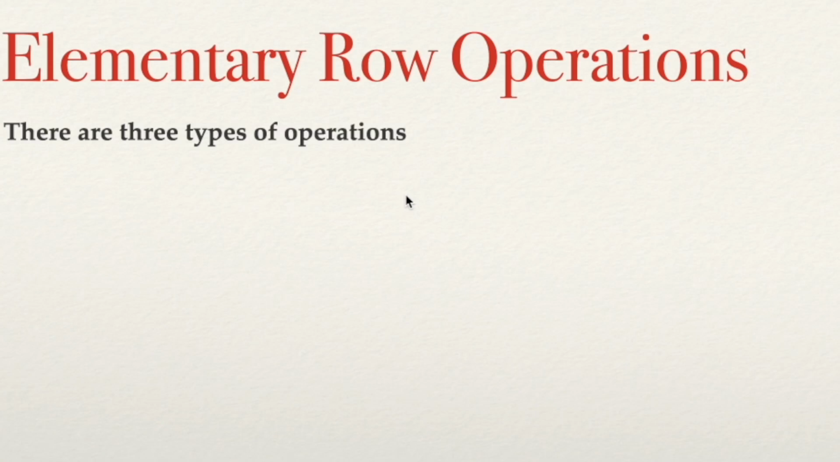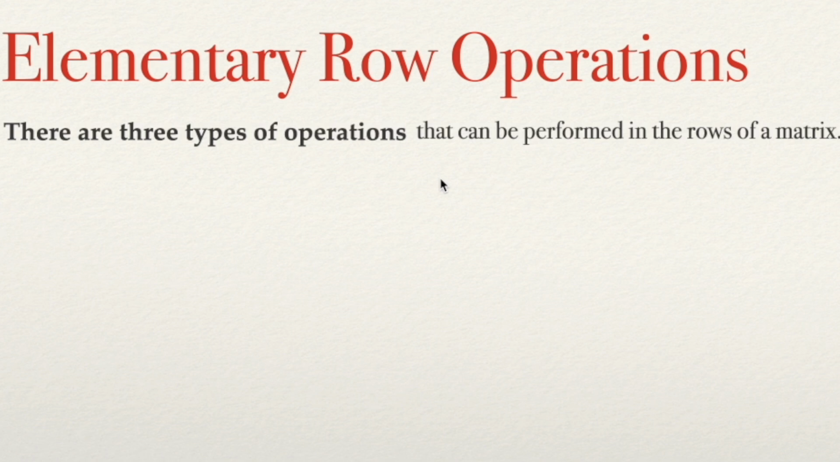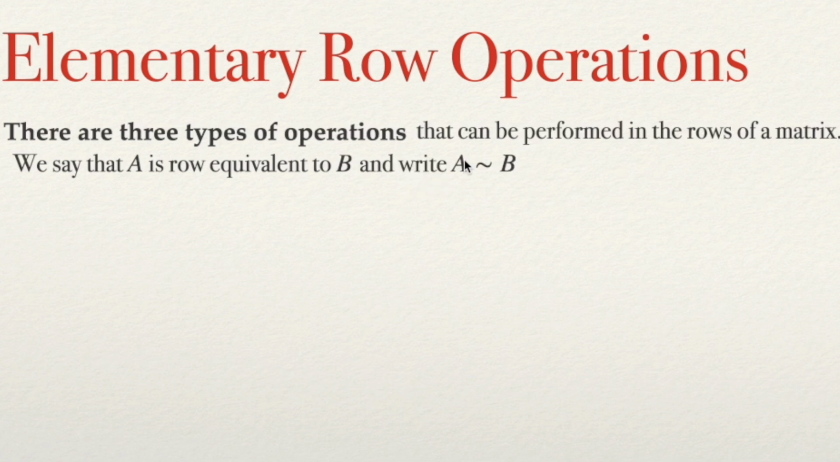There are three types of row operations that can be performed in the rows of a matrix. If a matrix B is obtained from matrix A by performing row operations, we say that A is row equivalent to B. And we are going to write it in this way, and we are going to read it in this way: A is row equivalent to B.